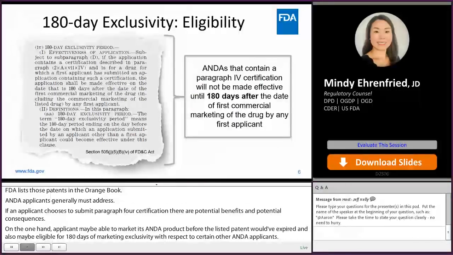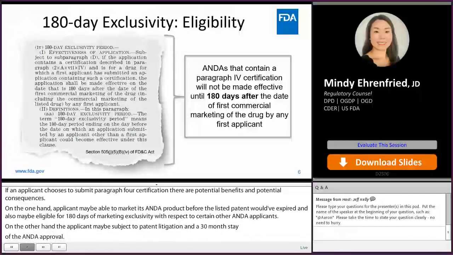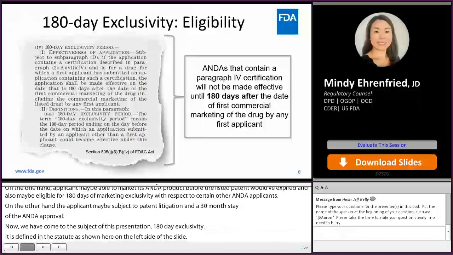So now we have come to the subject of this presentation, 180-day exclusivity. It is defined in the statute as shown here on the left side of the slide. Basically, it means ANDAs that contain paragraph 4 certifications will not be made effective by FDA until 180 days after the date any first applicant first commercially markets the drug. Let's break that down a little further.